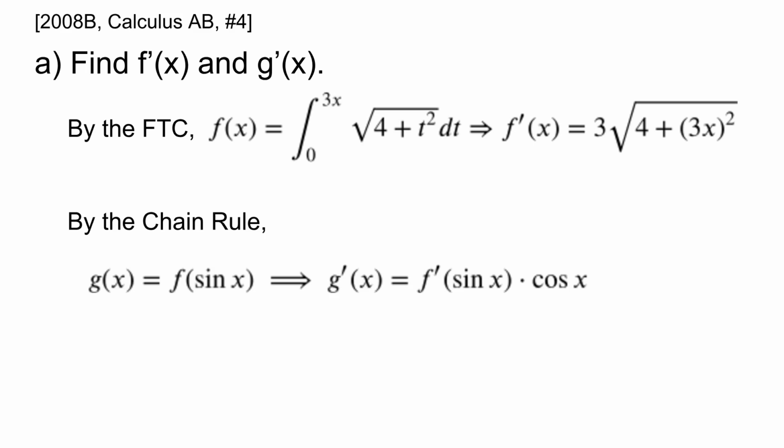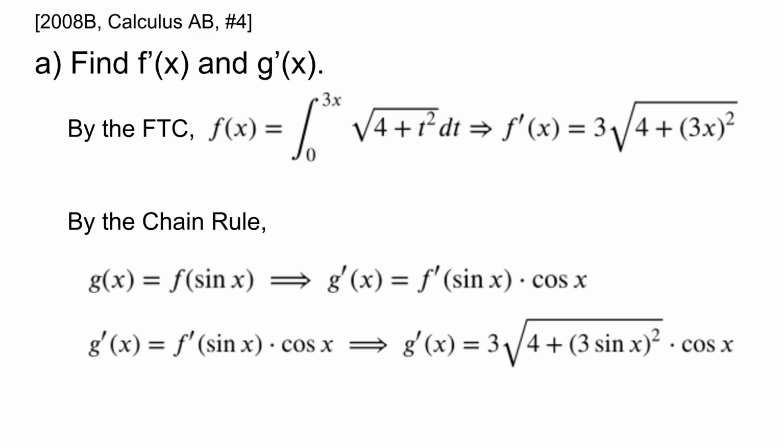By the chain rule, g of x equals f of sine of x implies that g prime of x is f prime of sine x times cosine x. Using what we know about f prime of x, g prime of x is 3 times the square root of 4 plus 3 sine x squared times cosine x.